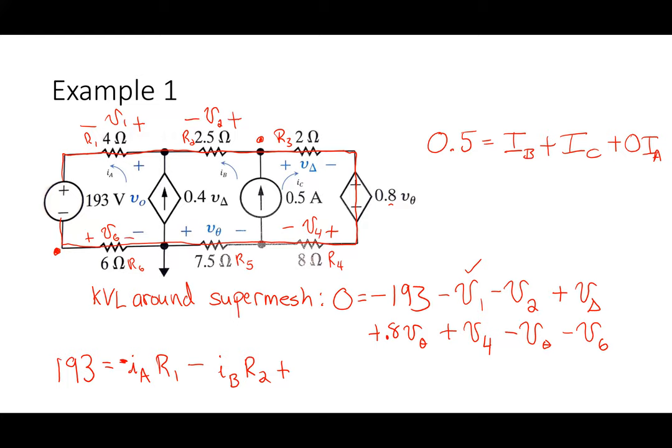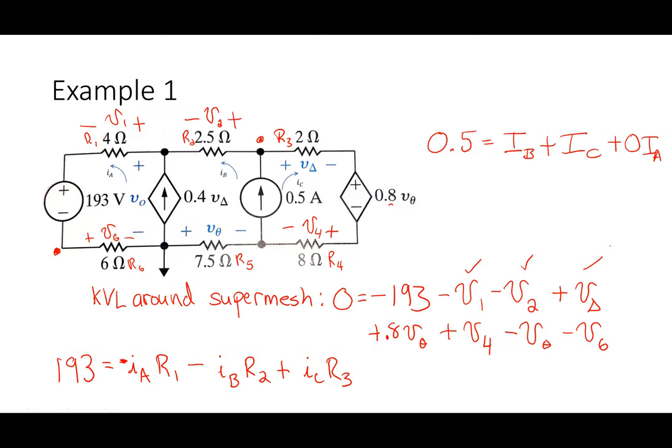It's this current here, this mesh current, that's entering it, right? So I would say plus R3 times IC. Sorry, IC times R3. All right, that's V delta. So I've gotten these two.